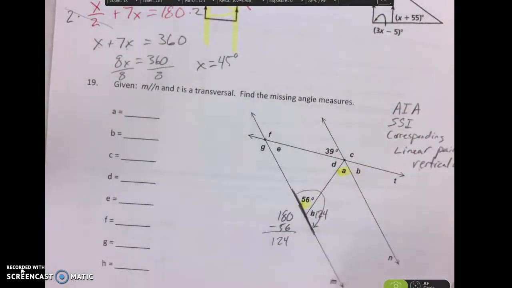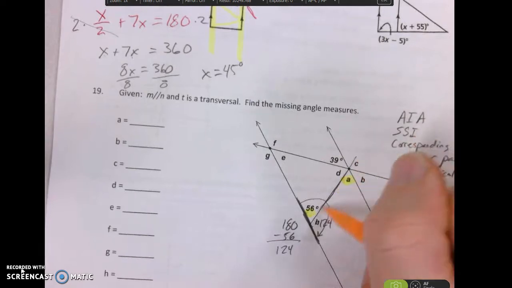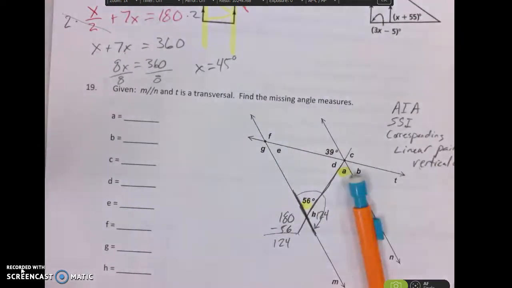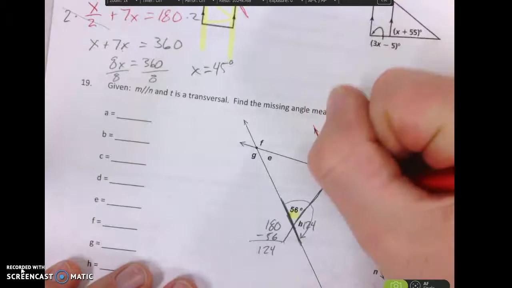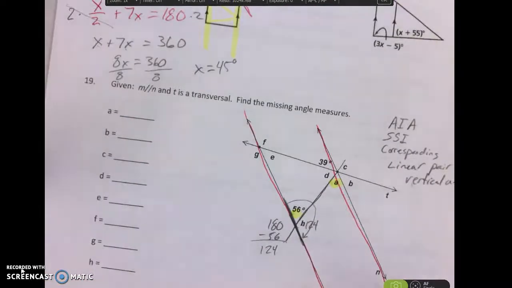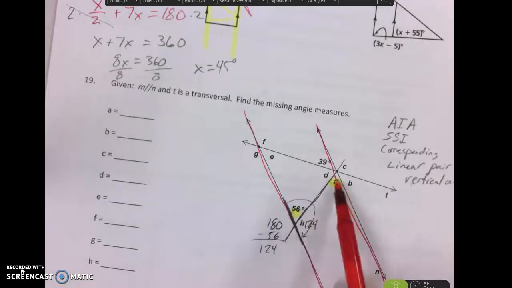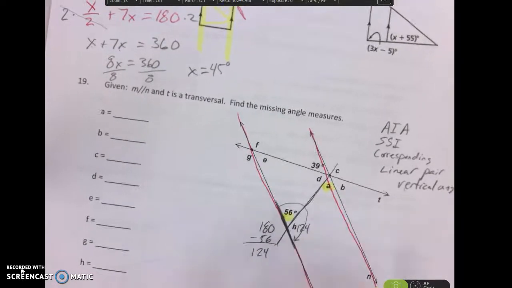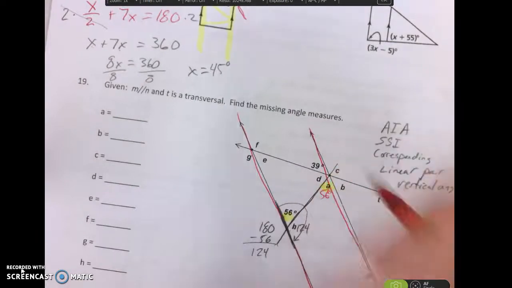where A is, here's my transversal. Here is my parallel line. Here is my other parallel line. Those are alternate interior angles. They both touch the parallel line. So this would be 56 degrees also. So A is 56 degrees.